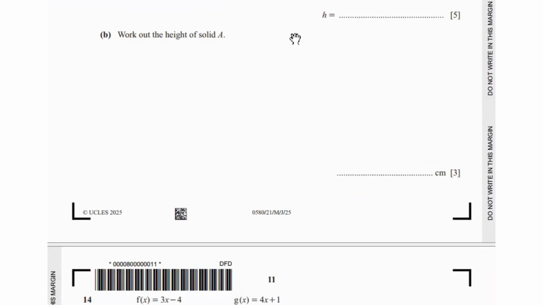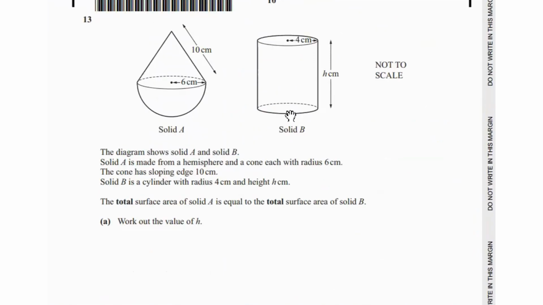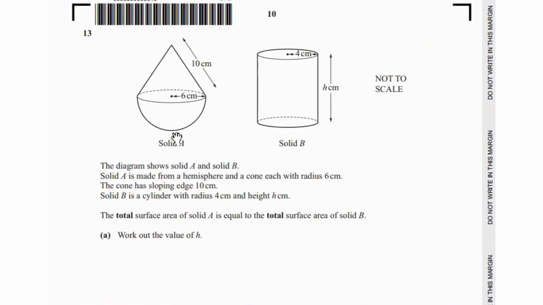Then work out the height of solid A. So for the height of solid A, we need this entire length. All of this. So if you've noticed, radius, as I said earlier, is the distance from the center towards the circumference. So this part over here, let me just highlight this. This is also your radius, which means this is 6. So we already have a part of the height. Now we need this.